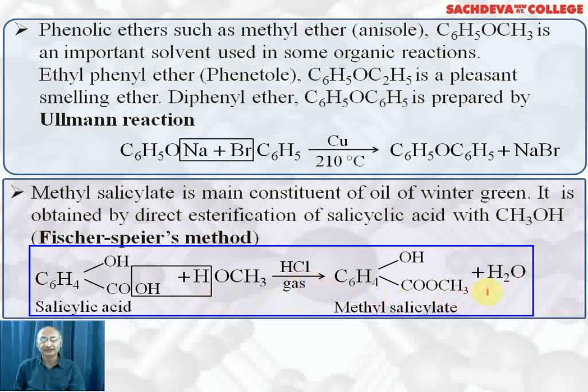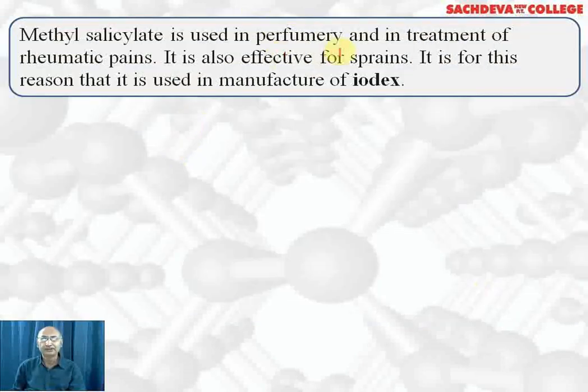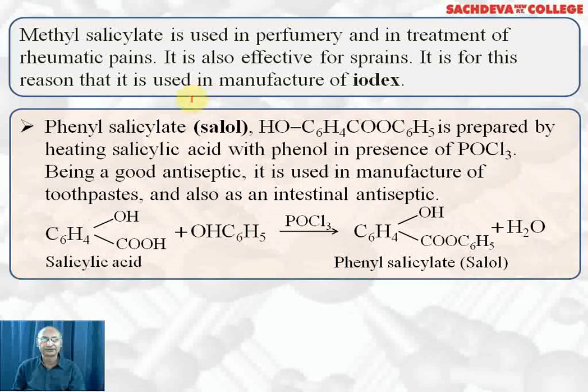Methyl salicylate is a muscular pain reliever. Methyl salicylate is used in perfumery and in treatment of rheumatic pains. It is also effective for sprains. It is for this reason that it is used in manufacture of Iodex, Move, and other pain balms.